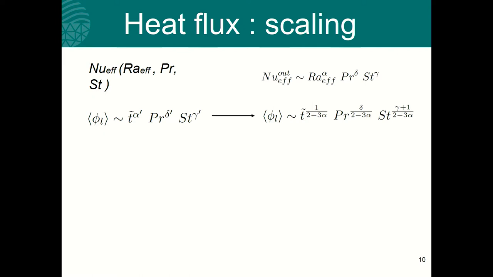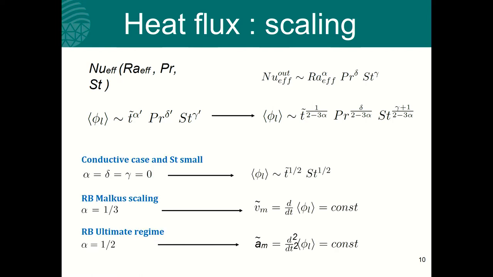There are some observations to make from this equation. First of all, Nusselt is not dependent on time; it's constant in the conductive case. So alpha is zero in that case, and we see that the height of the interface is proportional to the square root of time, which we already know from the Stefan problem. In Malkus scaling, similar to Rayleigh-Benard, if alpha is one-third, we see that the velocity of the interface is constant. And if we consider alpha 1/2 in the ultimate regime, similar to the Rayleigh-Benard system, the acceleration of the interface will be constant.